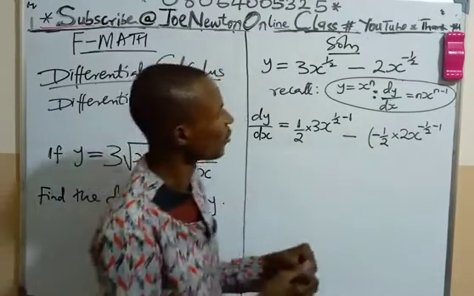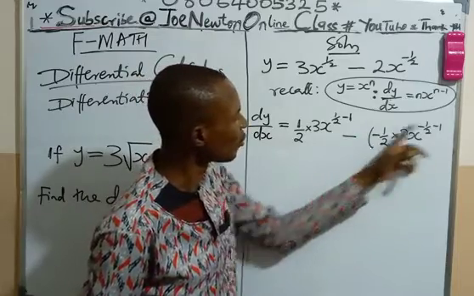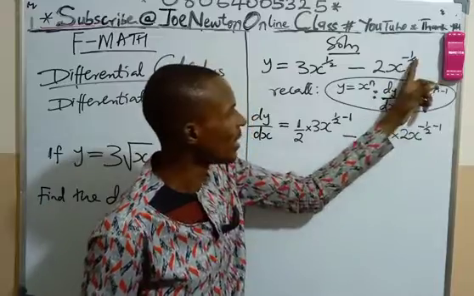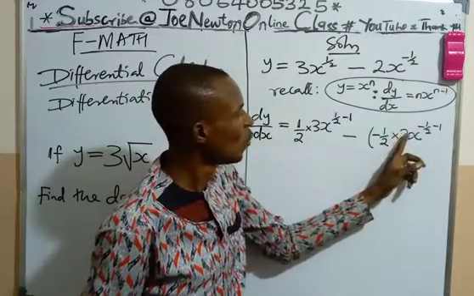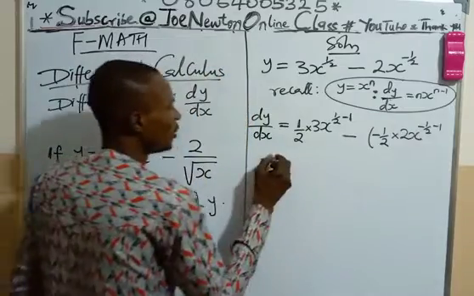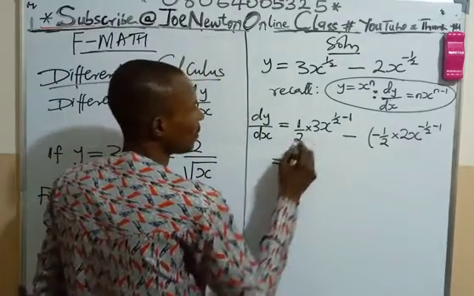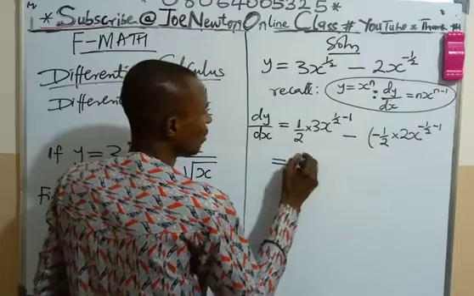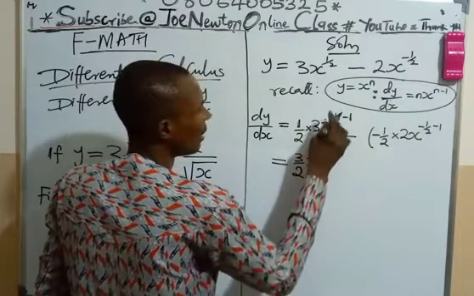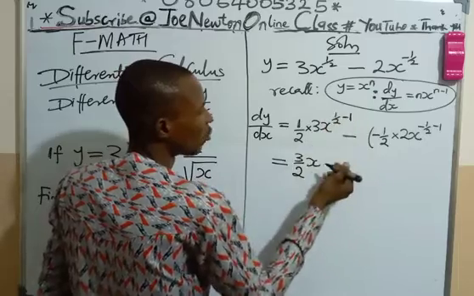So minus, you have minus 1 over 2 here. Minus 1 over 2, which is the power here, times 2x raised to power minus 1 over 2 minus 1. So we continue. That will give us 1 over 2 times 2. That will give us 3 over 2 x raised to power 1 over 2 minus 1 minus 1.